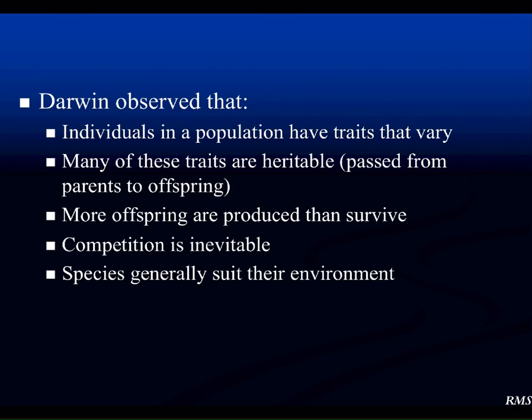And species generally suit their environment. In other words, they're adapted to their environment, which is why if you go around the world to different environments, you find different species there. There are some species that can survive basically everywhere, but that's pretty rare. Usually organisms are ideally adapted for their environment.